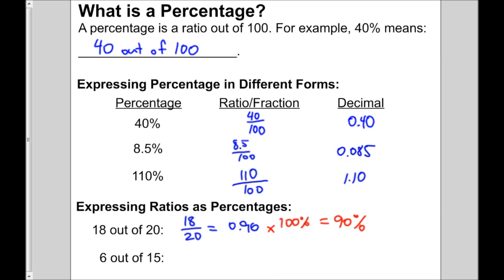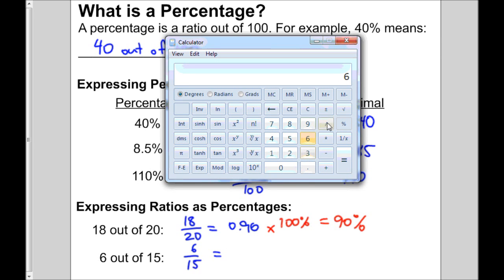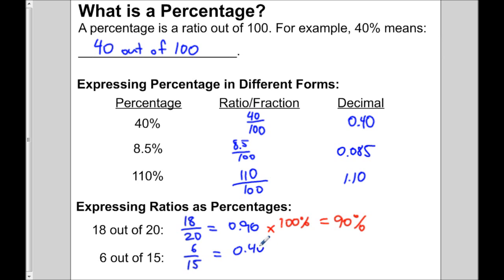Okay? Let's do the other one. So 6 out of 15 just means that, right? Now if we divide those two, so that's 6 out of 15, we get 0.4. Oh, interesting, 0.40. If you want to turn that into a percentage, we multiply by 100%, so that becomes 40%. All right? So some basic skills involving percentages, switching them in various forms, and also turning the ratios into percentages.